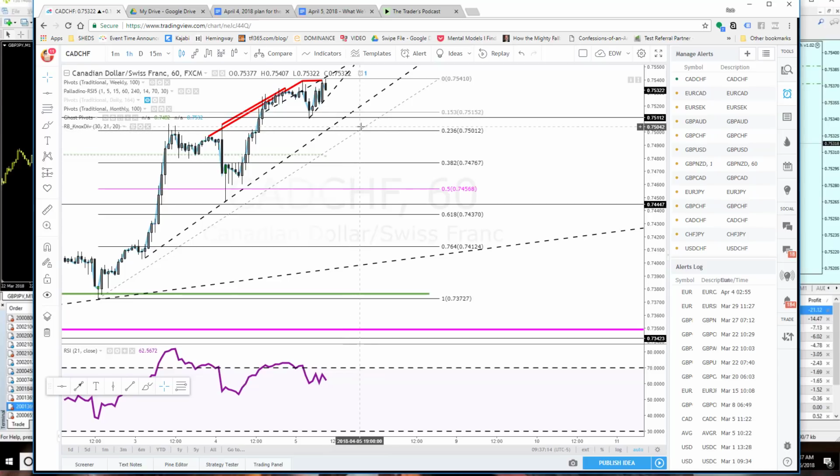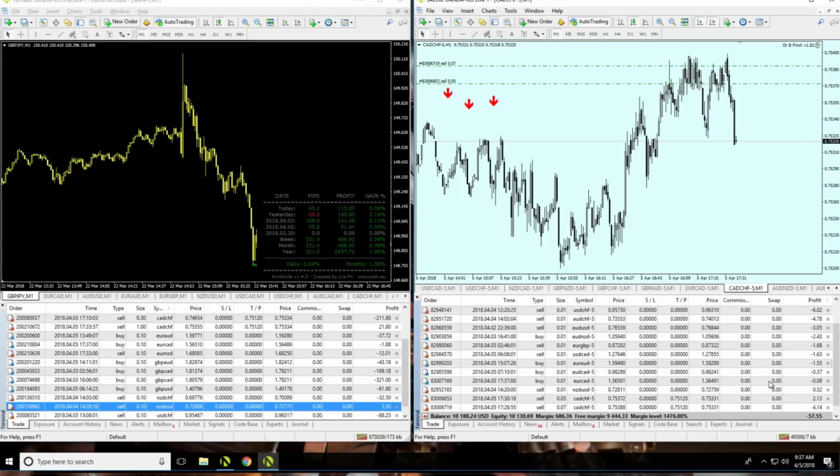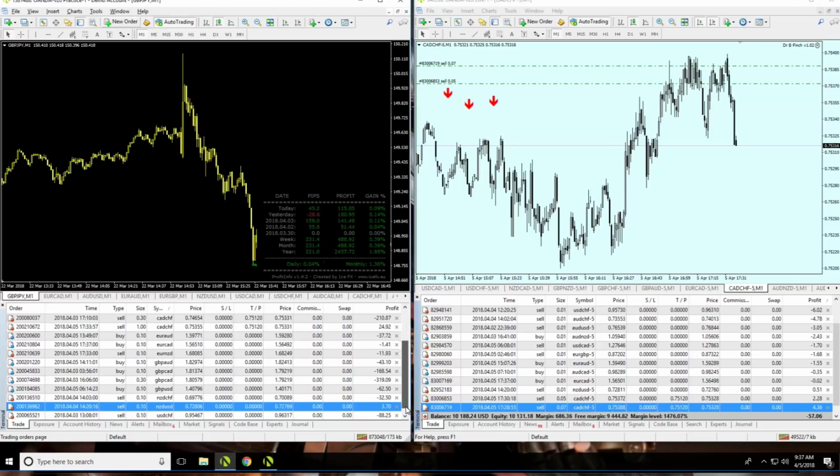Totally doable. We might even be able to get a little bit of profit out of these positions, maybe just a couple of pips, and then we're done. We can turn the robot back on. Back over to these accounts. I will be monitoring these as we go. It looks like the Canadian dollar Swiss franc's already making a little bit of money. That's very nice. It's nice to see.